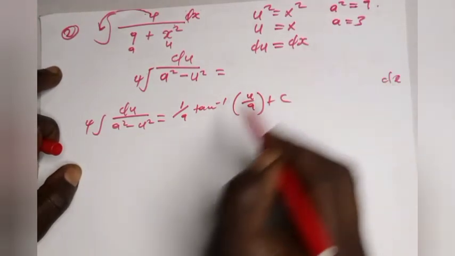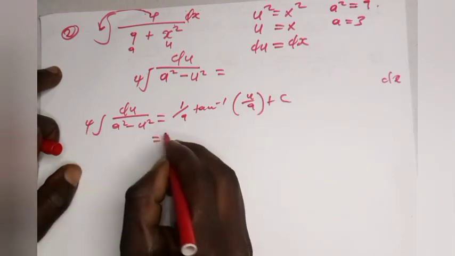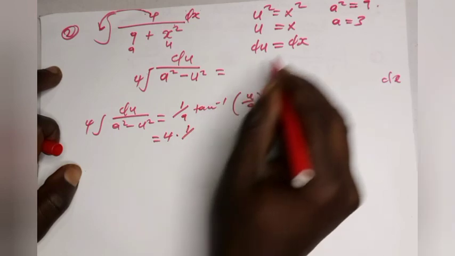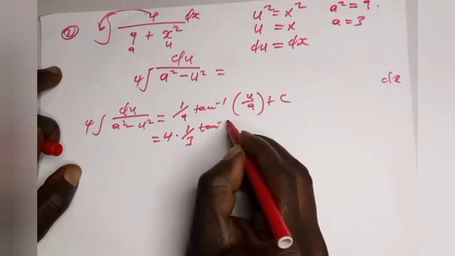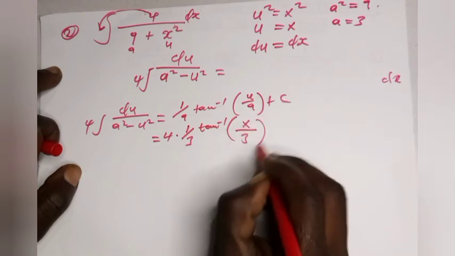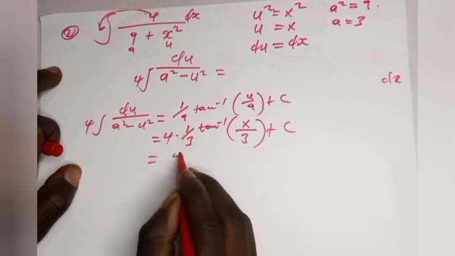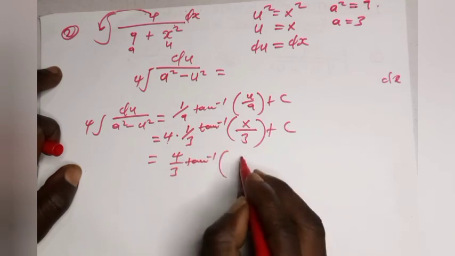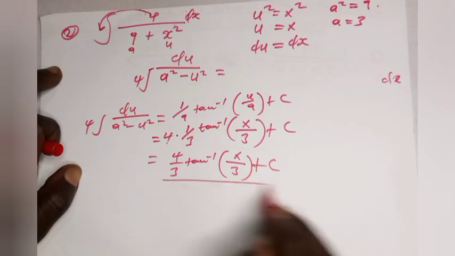Let's substitute now. Where there's a we put 3, and where there's u we put x. Remember here we have 4, so it will be 4 multiplied by 1 over 3 tan inverse open bracket x over 3 plus c. Then let's multiply this: 4 times 1 is 4 over 3 tan inverse open bracket x over 3 plus c. So this is the answer.